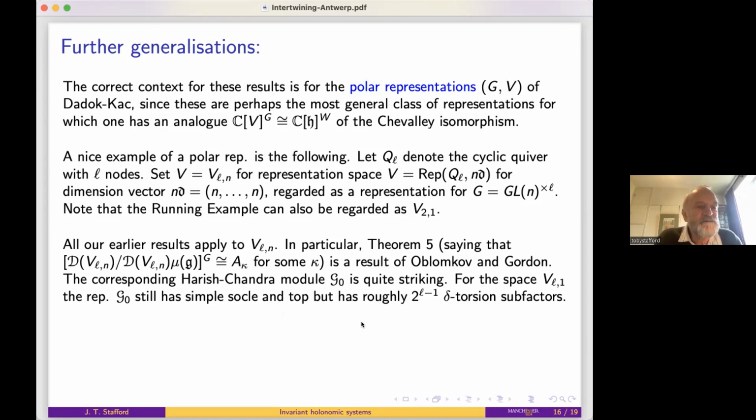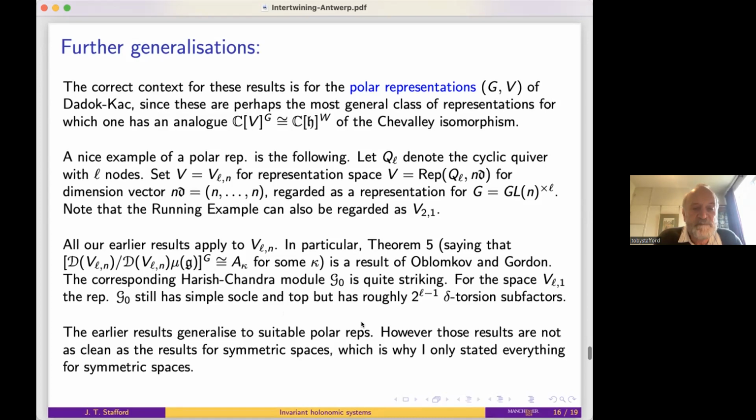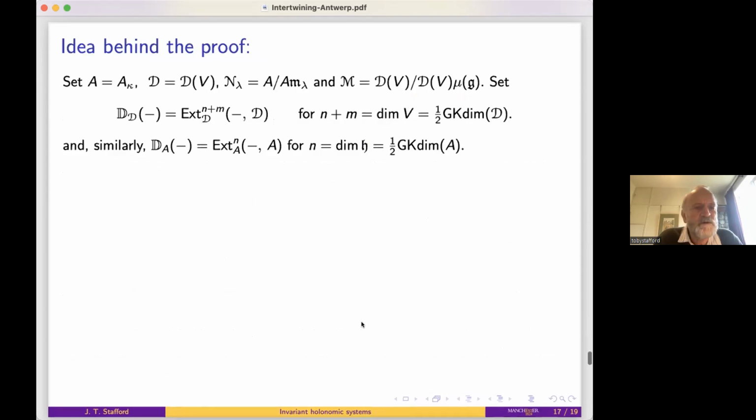So to finish off, let me give you a very brief idea of how the theorem works. All the early results we've given work at the level of polar representations, but the results are not as clean. You have to add extra conditions, and that's why I've only ever stated things for symmetric spaces. So let me finish by giving you a brief idea of how the proof works.